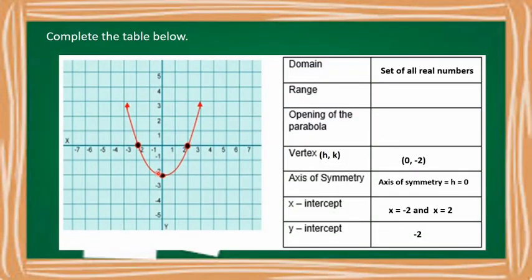The domain of this graph is the set of all real numbers. And the range is y such that y is greater than or equal to negative 2. And the opening of the parabola. So the opening of the parabola of this graph is upward.